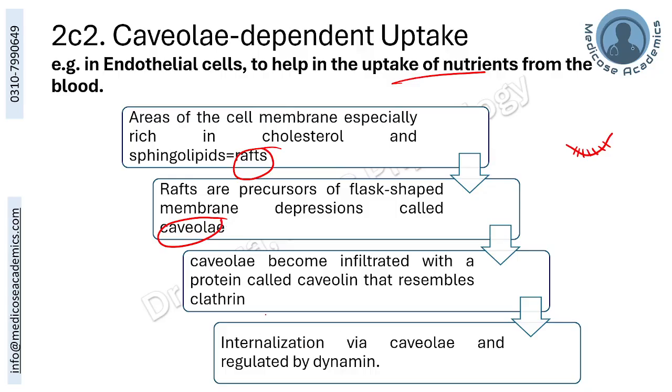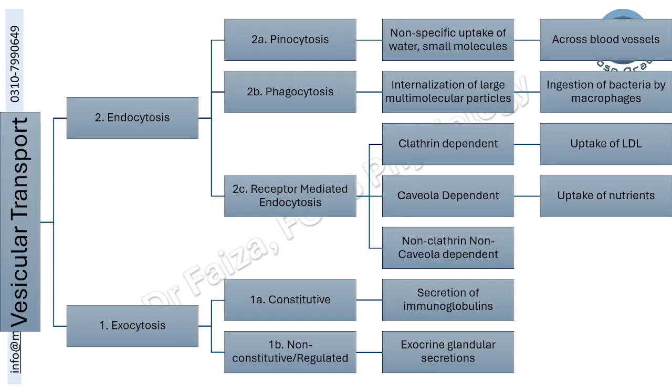And these caveole have caveolin protein instead of clathrin, and the rest of the process is the same: attachment to the receptor, invagination, and then pinching off by the dynamin protein, and the endocytotic vesicle goes into the cytoplasm. And the third type is non-clathrin, non-caveolae dependent, which has another category of proteins not specified in your textbooks.